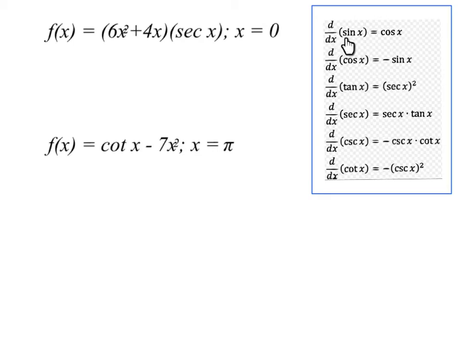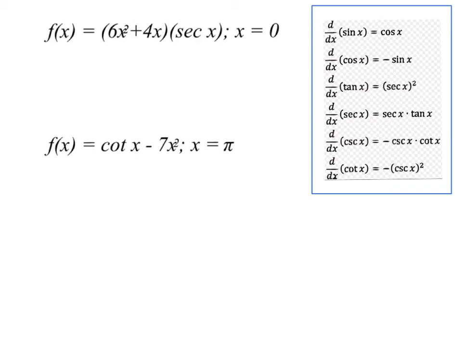That the derivative of sine is cosine. The derivative of cosine is negative sine. The derivative of tangent is secant squared. The derivative of secant is secant multiplied by tangent. Notice they're two functions multiplied together. It's not a composition. It's not the secant of tangent. It's a product. The derivative of cosecant is negative cosecant multiplied by cotangent. And the derivative of cotangent is negative cosecant squared.